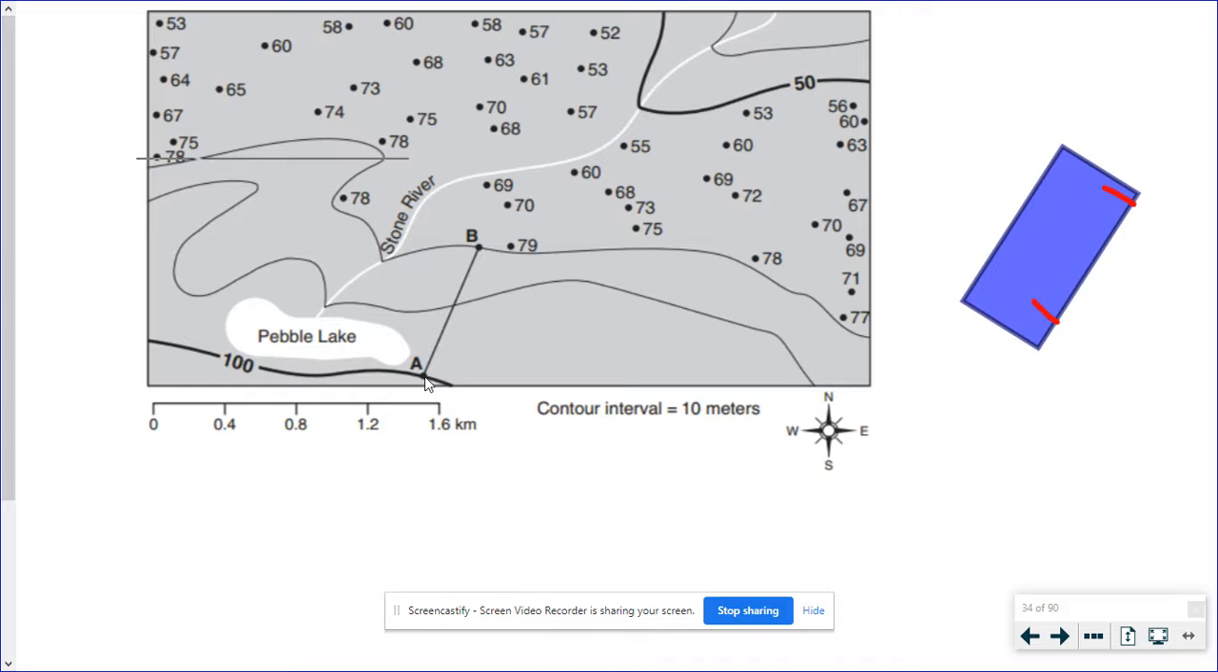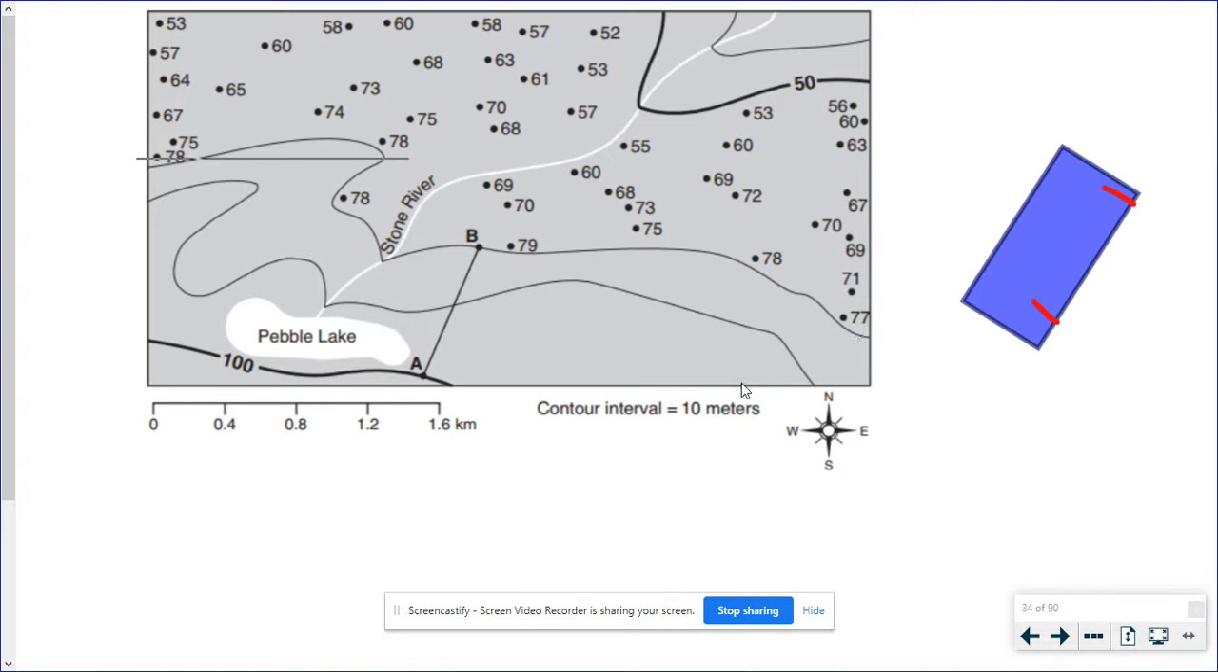The value of A is easy enough. It's 100. The value of B is not as easy. We see that it's close to 79, 78, 77, but it is not directly on those points. And like we learned last week, the lines have to connect points of equal value. So we have to figure out what the value of B is.